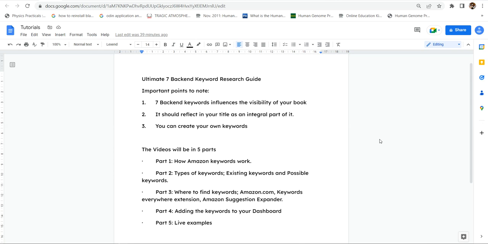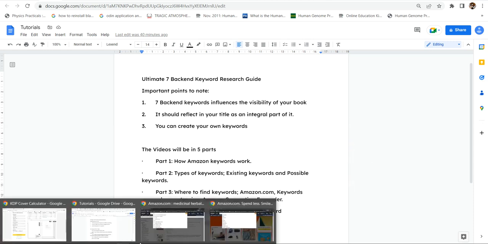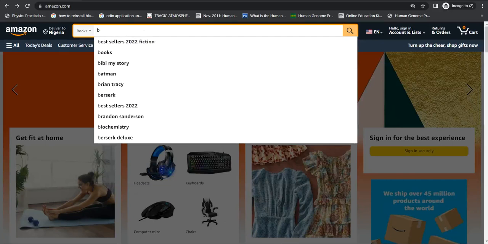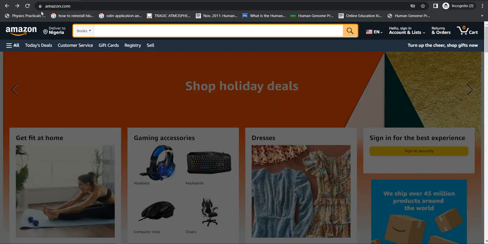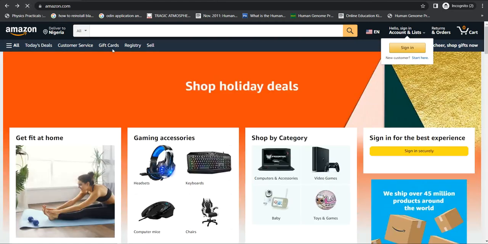So you now analyze these keywords and see if you are capable of entering into it, with the competition and the profitability. So I'm going to show you some examples of existing keywords. So let's just head on to Amazon sites. Amazon is already open, so let me just refresh. Right, so we are on Amazon.com.